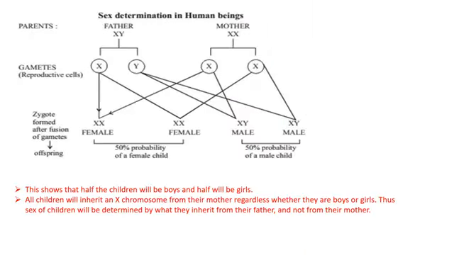Okay, this possibility I have already discussed with you. This is based on Mendel's law. This shows that half the children will be boys and half the children will be girls. So there is a 50% probability for male and a 50% probability for female. Okay, all children will inherit their X chromosome from their mother regardless of whether they are boys or girls. Thus, the sex of the children will be determined by what they inherit from their father. This also we have discussed, and not from their mother.